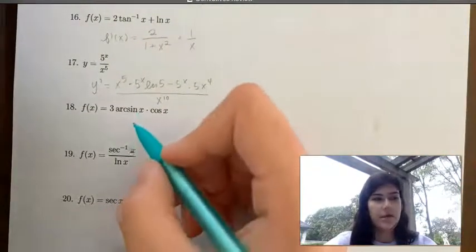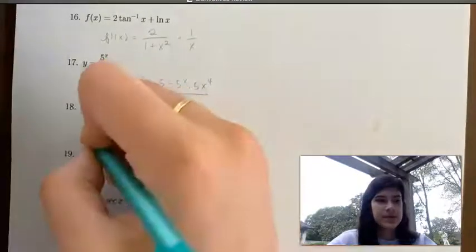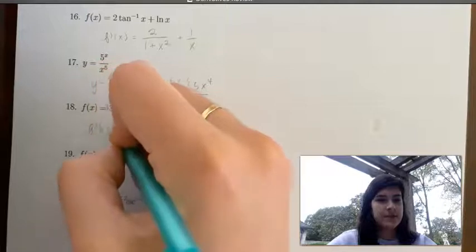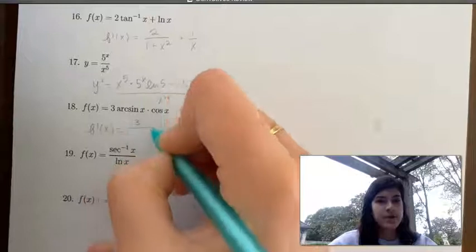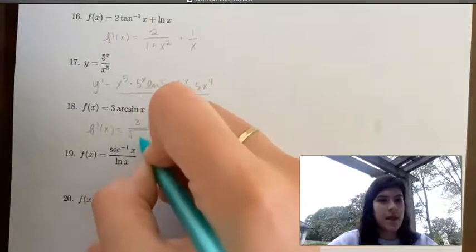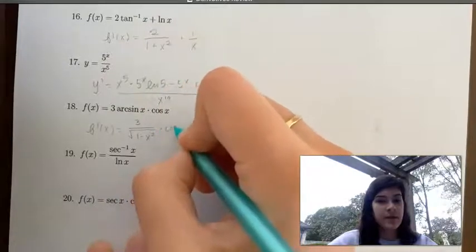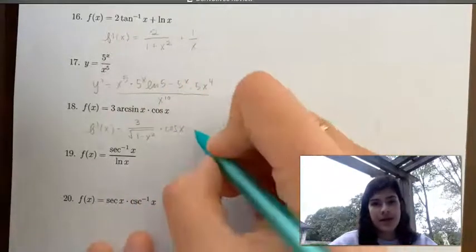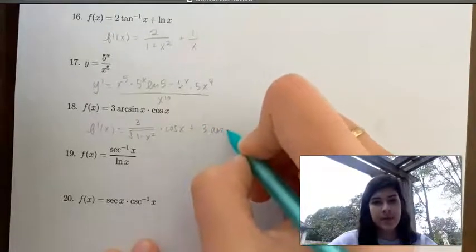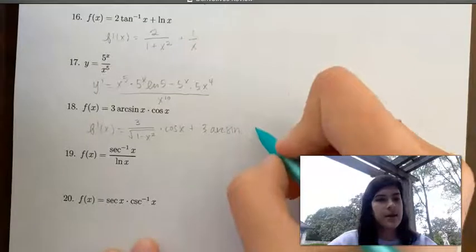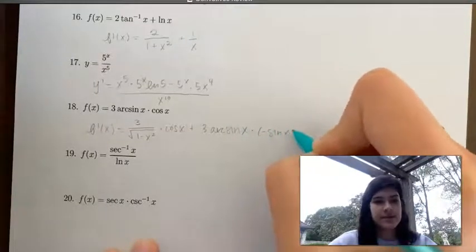18. So we've got another product rule here. So let's get started. This one's a little tricky because of the arc sine or the inverse sine. But if you just remember, keep the constant, so the 3, and then the derivative of that is going to be 1 over root 1 minus x squared. And then we're just going to multiply that, keeping the same, cosine x, plus rewriting the same, 3 arc sine x, and then the derivative of cosine is, of course, negative sine x.